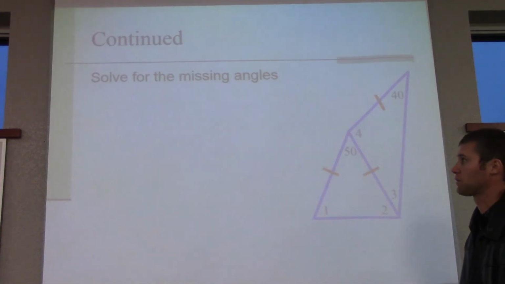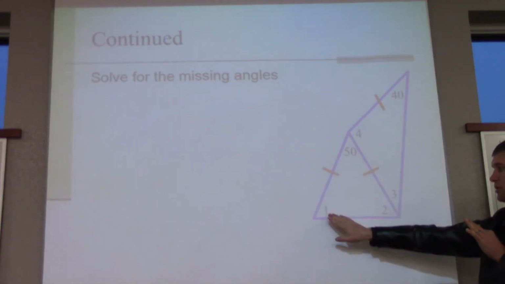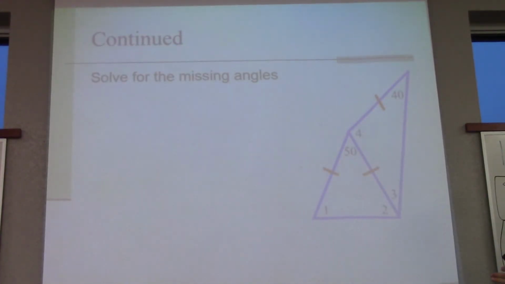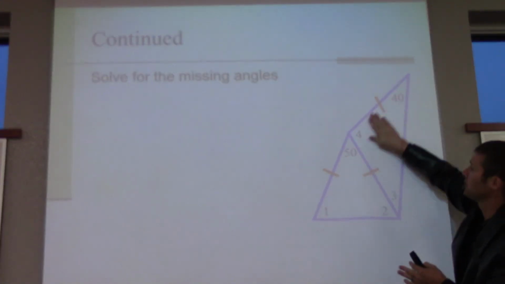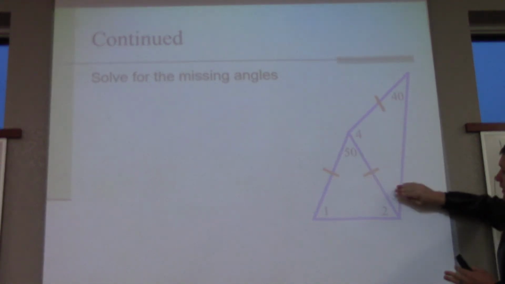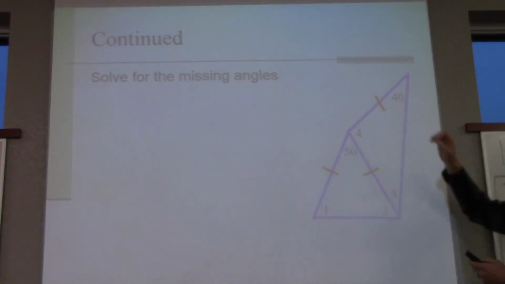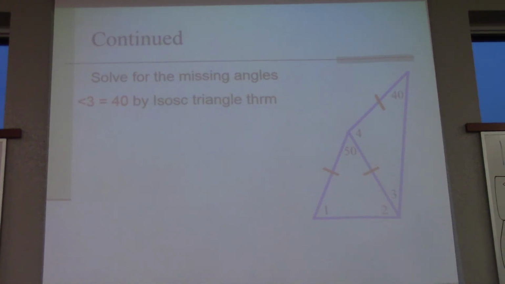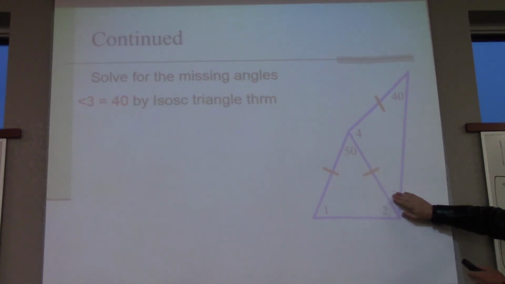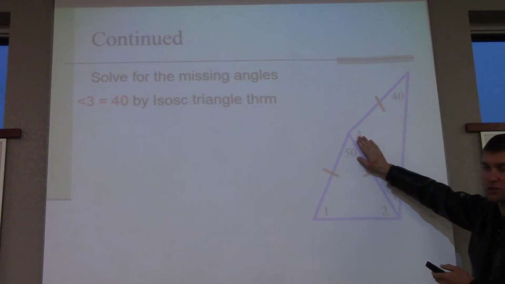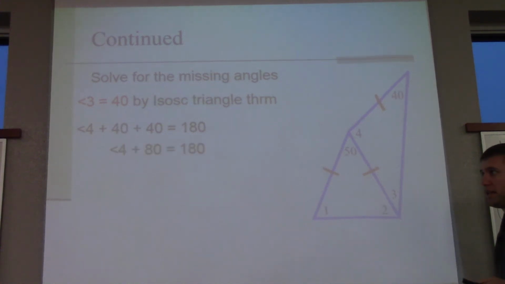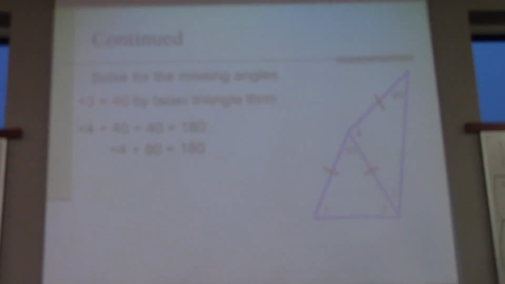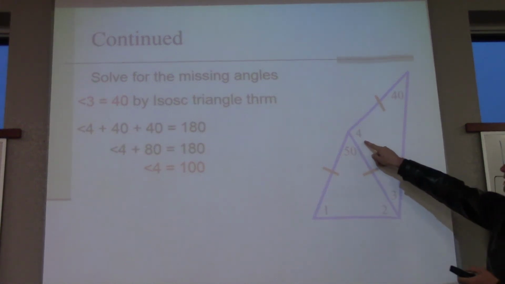Next one. We want to find the missing angles. We want to solve for angle 1, angle 2, angle 3, and angle 4. We'll go with the easiest one. You have an isosceles triangle right here. If my sides are equal, then what do we know about our base angles? They're equal. So I know angle 3 is equal to 40 degrees. Now, in this triangle, angle 4 plus 40 plus 40 should equal 180. 40 plus 40 is 80. Subtract that from 180, and angle 4 is 100 degrees.